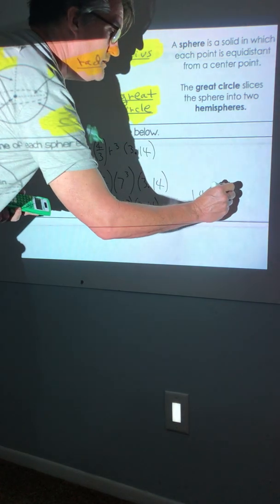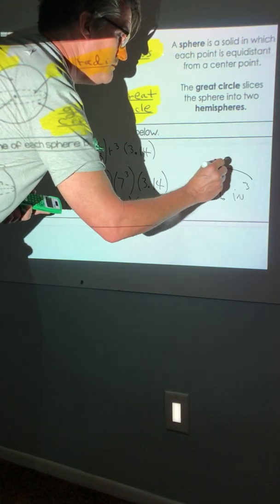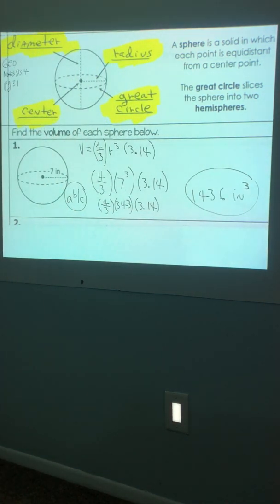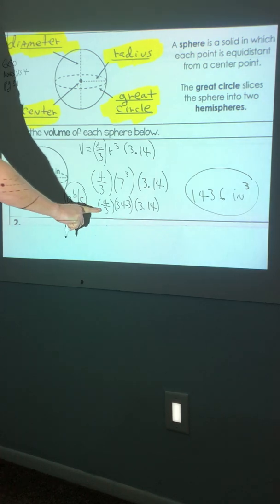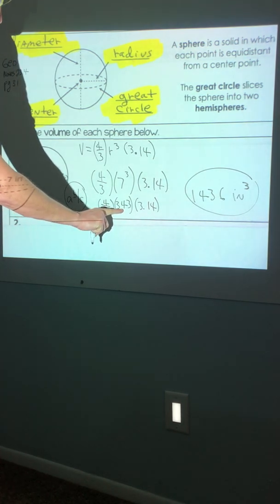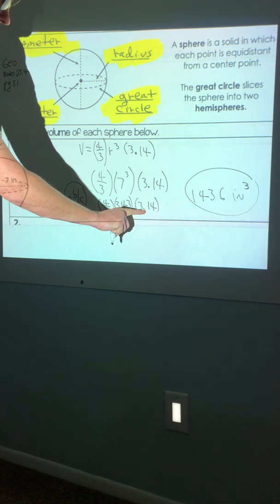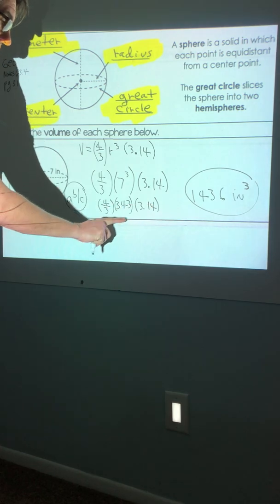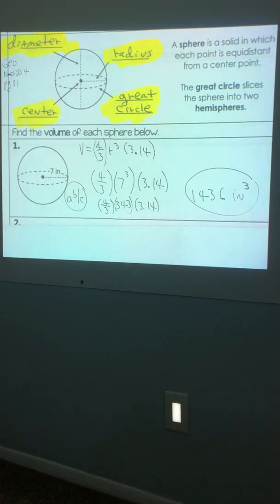Inches cubed. Did you find that? Hopefully you found that ABC key. If you found that to be simple, it's because it is simple. It really is easy. If you don't have an ABC key, you can go 343 times 3.14 times the 4, hit equals, and then divide by 3, and you'll get the same answer.